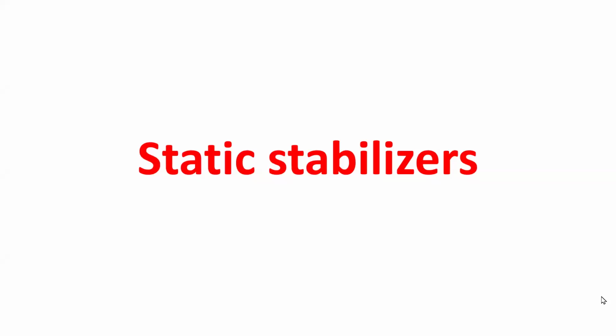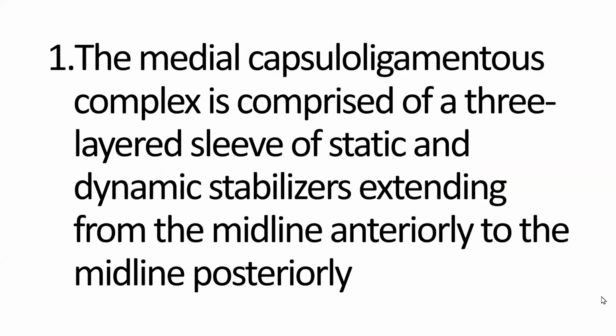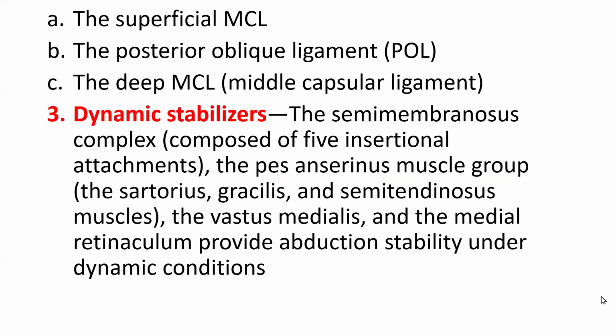Around the knee, you have the static stabilizers and you have the dynamic stabilizers. You have to pay attention to this. The medial capsular ligamentous complex is composed of a 3-layered sleeve of static and dynamic stabilizers extending from the midline anteriorly to the midline posteriorly. The posterior oblique ligament, the POL, the deep MCL, and the middle capsular ligament do exist. You have to know these.